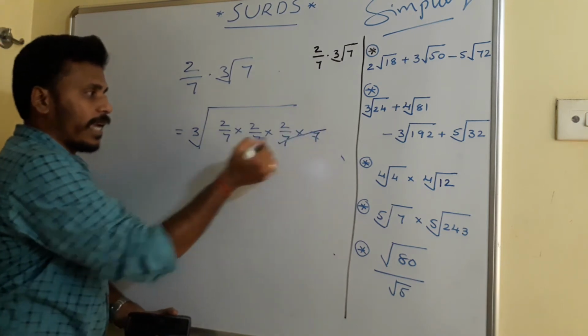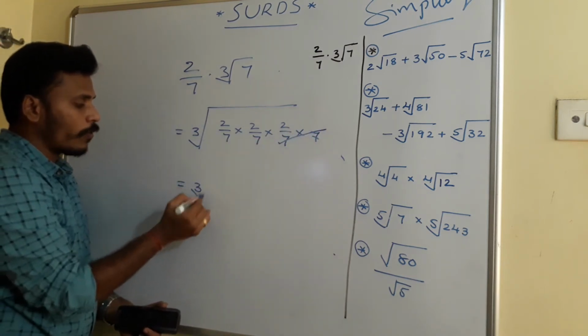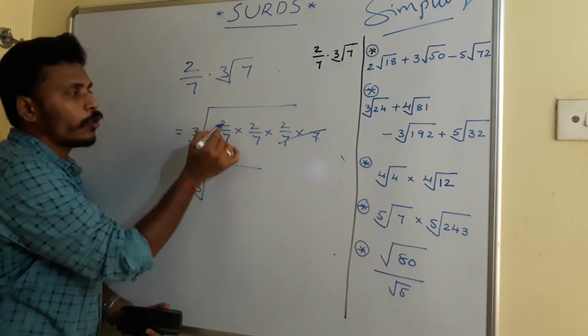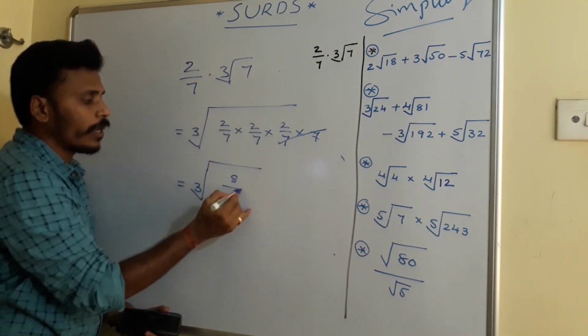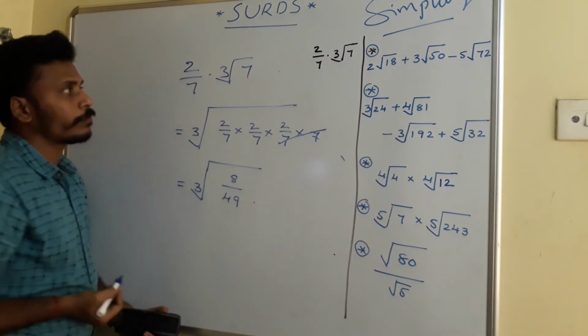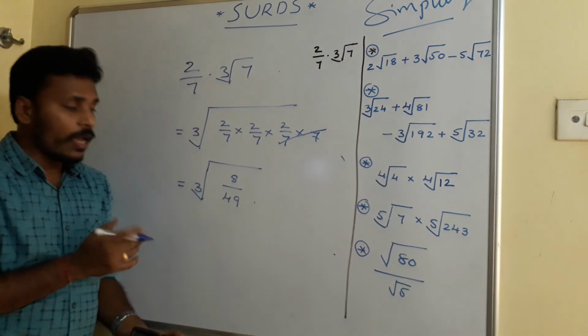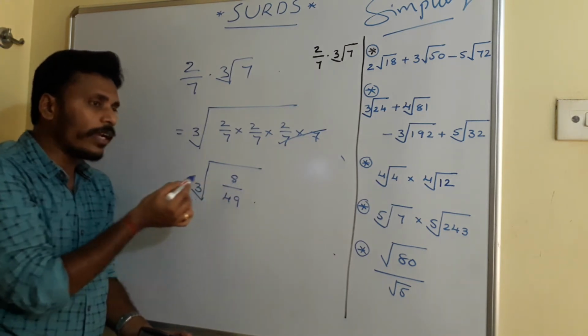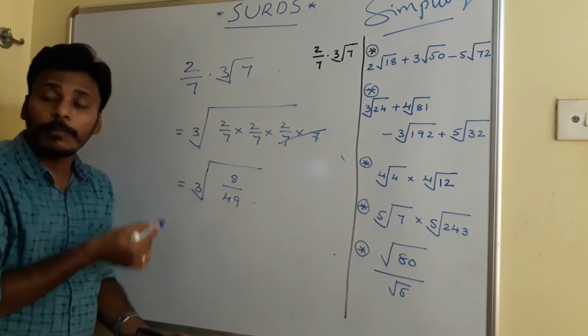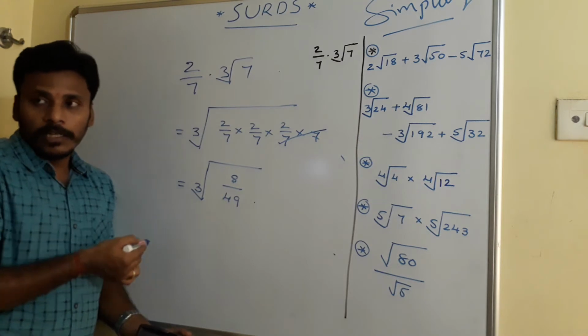Now one 7 gets cancelled, and on simplification you have the cube root of 2 into 2 into 2, which is 8, divided by 49. Right? That is the pure surd format. Now there is no need to write this cube root of 8 as 2. If you write like that, again it becomes a mixed surd form, right?